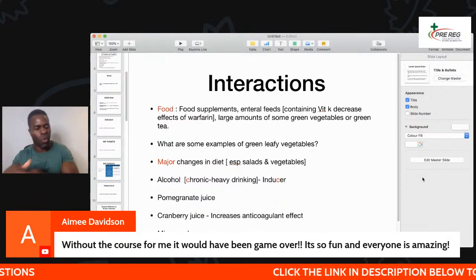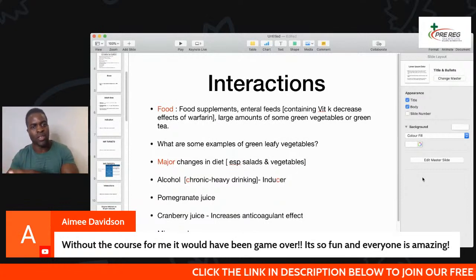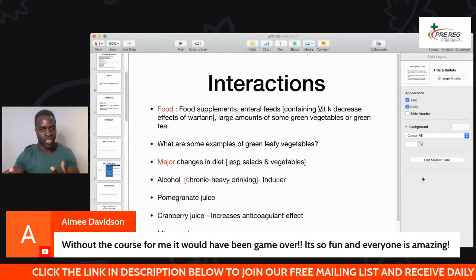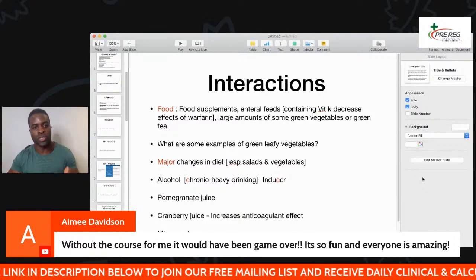That's an inducer, while just normal alcohol is an inhibitor. So know the difference between chronic alcohol and just normal alcohol drinking. Okay, so chronic alcohol is an inducer.